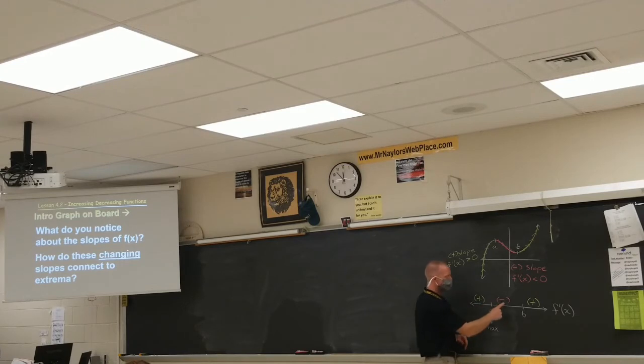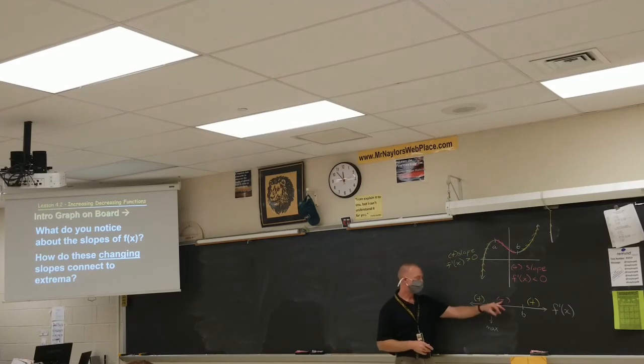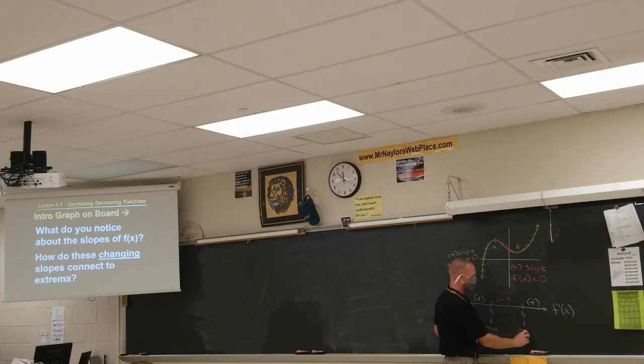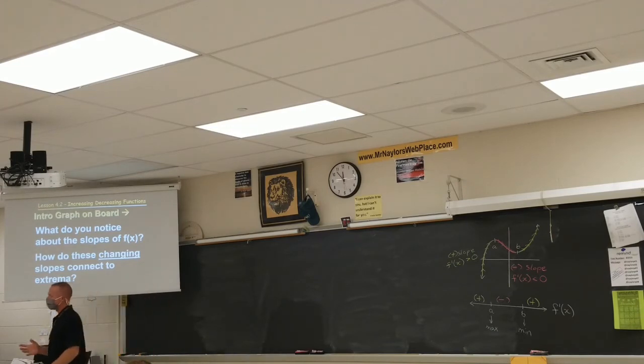A negative slope, in other words, a graph that goes down, switching to going back up. Again, every time you picture something that goes down and then goes back up, every time you have negative switching back to positive, it has minimum written all over it. And so we're going to use the changing slopes to officially identify extrema.